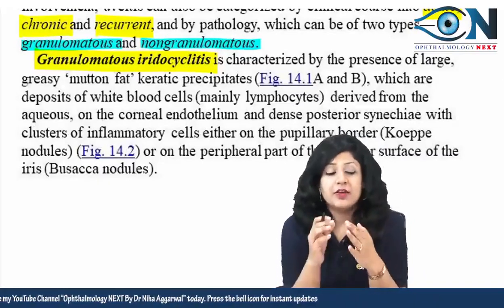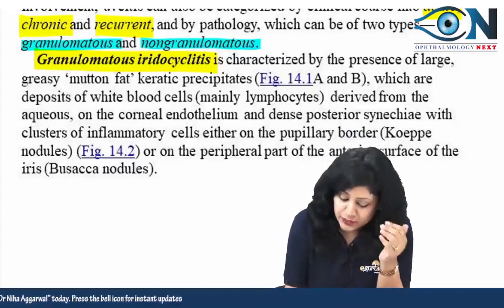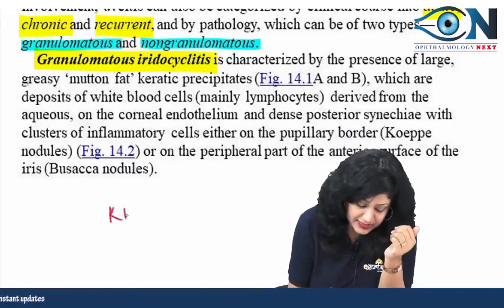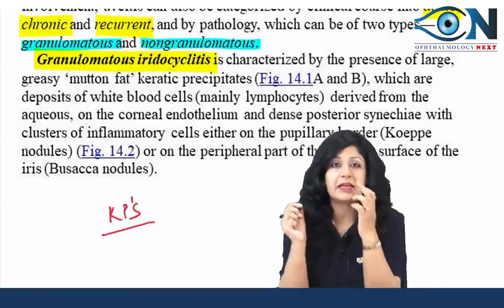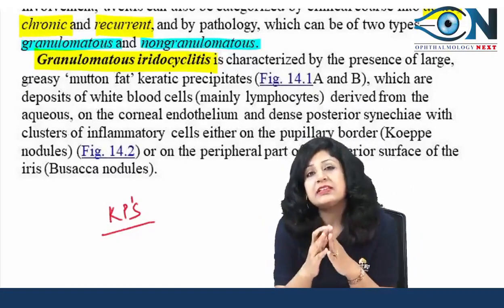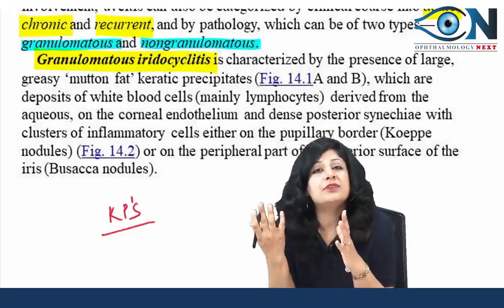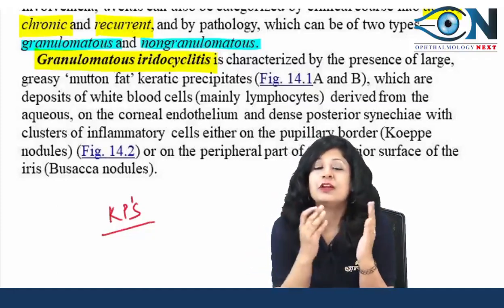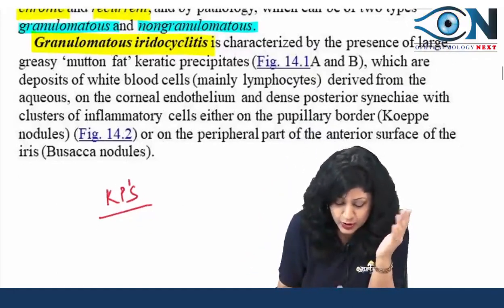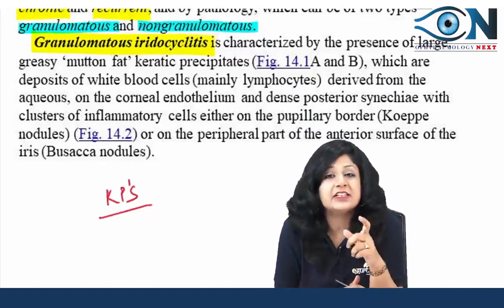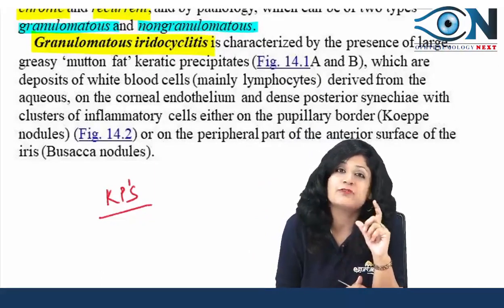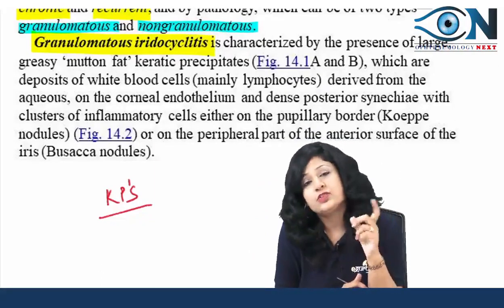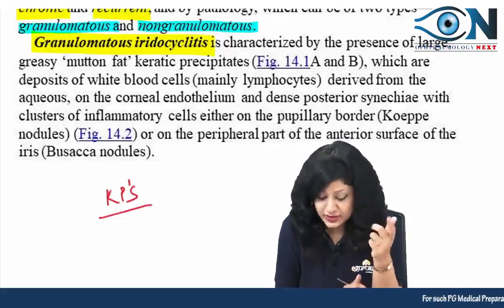Whenever you have uveitis, one of the important features that you have is the KPs. KPs means keratic precipitates. These keratic precipitates are the inflammatory cells which are released. Now, if I talk about the granulomatous one, what kind of cells will be released? The type of cells will be macrophages, while if it is non-granulomatous, it is lymphocytes. So that is the reason.